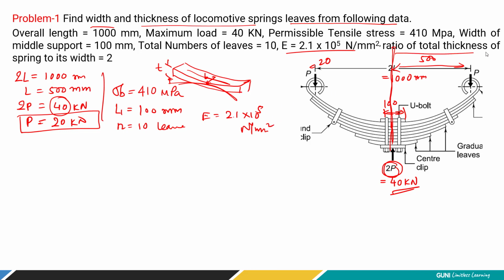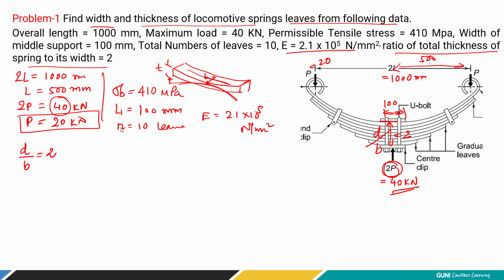Now the ratio of total thickness of spring to width is 2. Try to understand the wording. What does it say? Ratio of total thickness of spring. So total thickness is this, or depth is this, and divided by what? Width. So that is D/B equal to 2. So we can write like this: the total depth D divided by B is given 2.